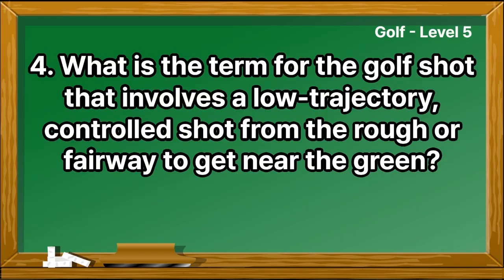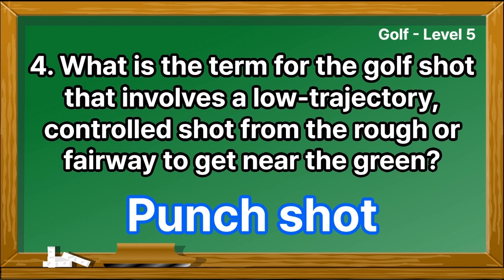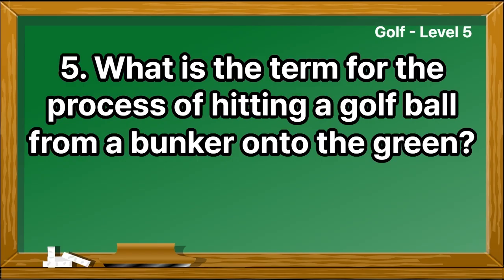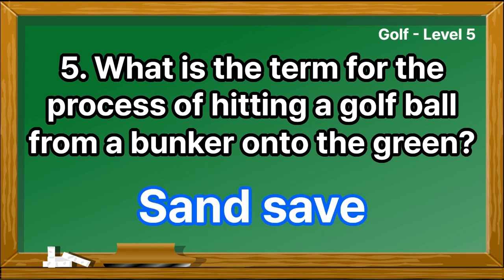What is the term for the golf shot that involves a low trajectory, controlled shot from the rough or fairway to get near the green? Punch shot. What is the term for the process of hitting a golf ball from a bunker onto the green? Sand save.